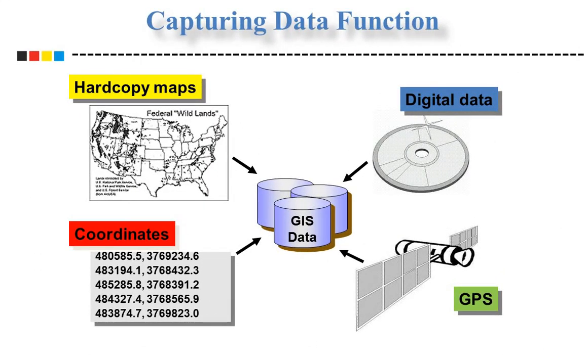So the capturing data function is the first function of QGIS, by which we in a GIS application have the ability to capture different kinds of information, such as digital information by using USB, DVD or CD, GPS information, and some coordinates by using Excel sheets. It is also possible to capture hard copy maps by using the georeferencing function in this application. GIS can capture this kind of information as well.